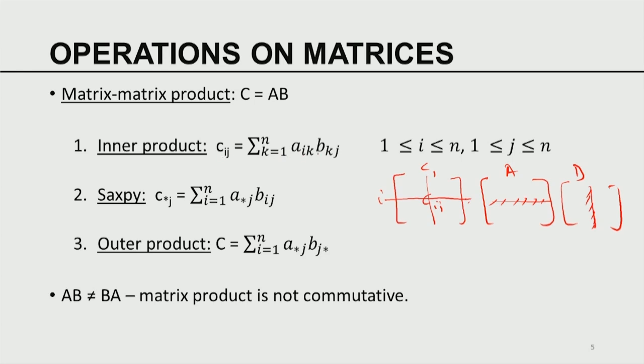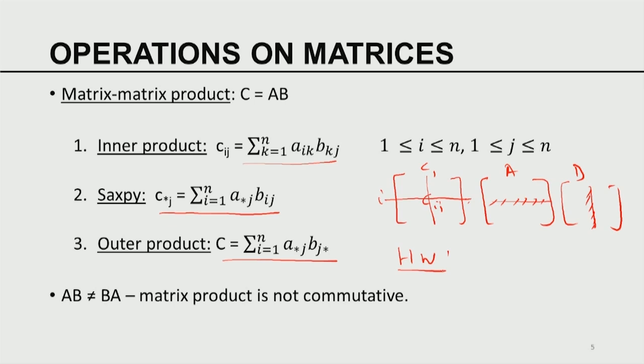There are other ways of looking at the matrix product. One is called the Saxpy way, and one other is called the outer product way. I have given these definitions. I would like you to verify that the matrix product defined by the inner product, Saxpy, and outer product all give rise to the same result, and I would like to give that as a homework problem for you to work out. I think it will be an illuminating homework for you to verify the matrix product can be defined in one of three ways.